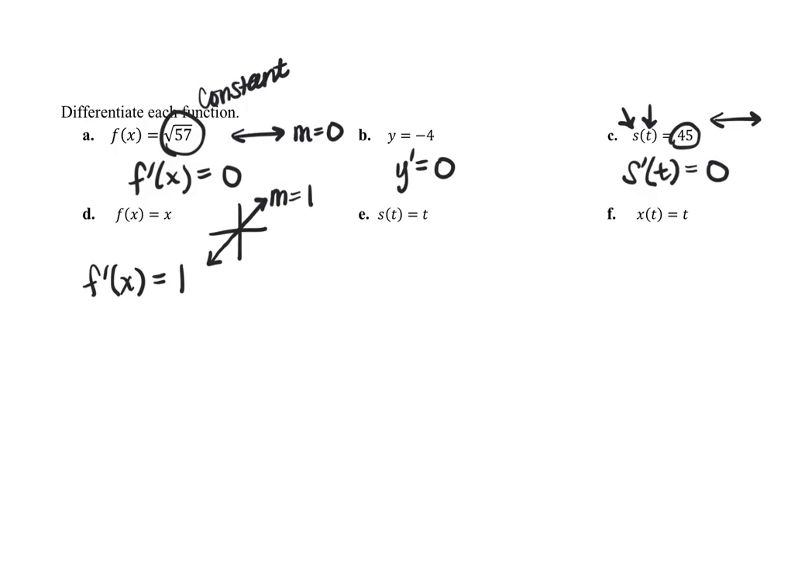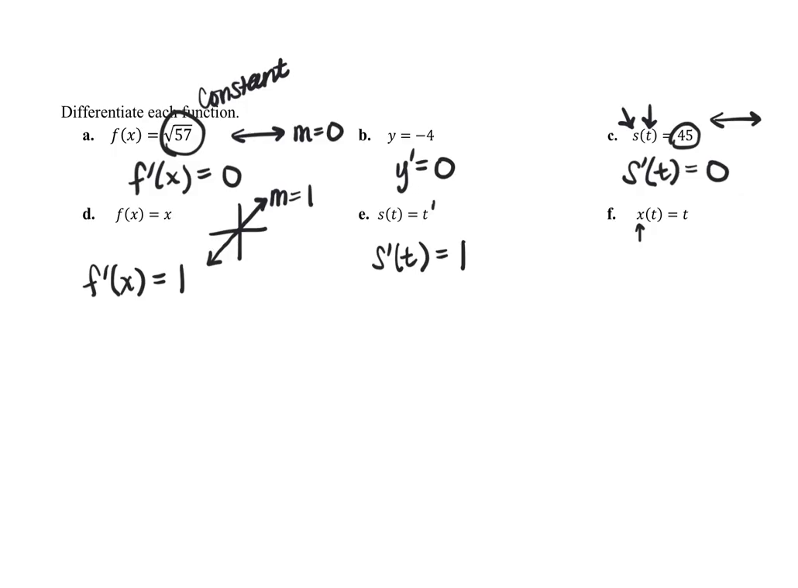Look up s of t equals t. Again, this is t to the first power, which makes this a linear function. Therefore, the derivative s prime of t is equal to 1 again. And x of t is equal to t. We threw a little x in here just to make this a little bit more thought-provoking.